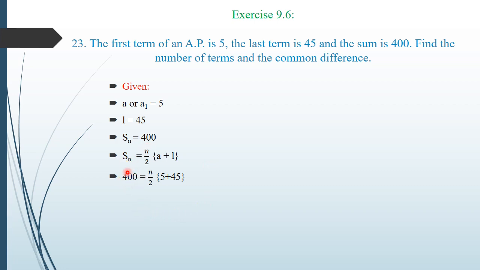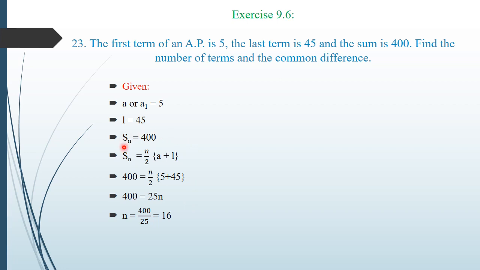I'll substitute 400 in place of Sn. N I'll keep as it is because we need to find this n here, and 2 as it is. In place of A, I'll substitute 5, that is the first term. In place of L, I'll substitute 45, which is the last term. Now, simplifying this, I get 45 plus 5 is 50, 50 by 2 is 25, 25n is equal to 400, or n is equal to 400 by 25, which is equal to 16, which means the sum of 16 terms is going to be equal to 400.